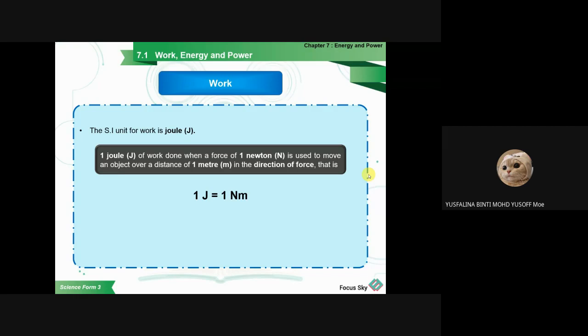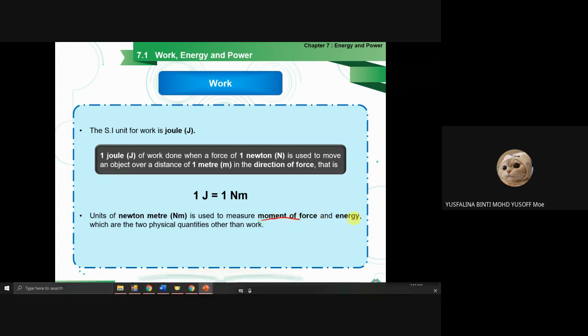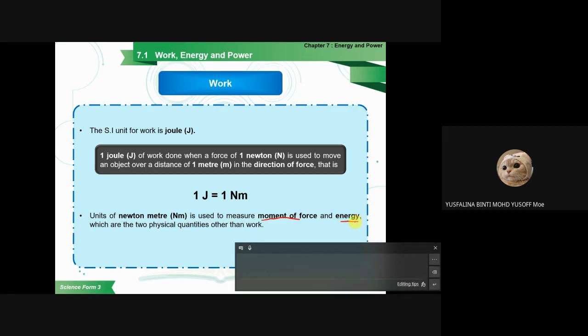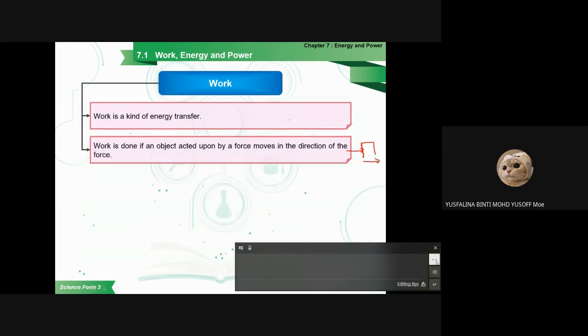Okay, so that's the meaning. If they say 2 joule, it means 2 joule of work is done when a force of 2 Newton is used to move over a distance of 2 meter in the direction of force. So that's the meaning of joule. The unit Newton meter is also used to measure the moment of force and energy.